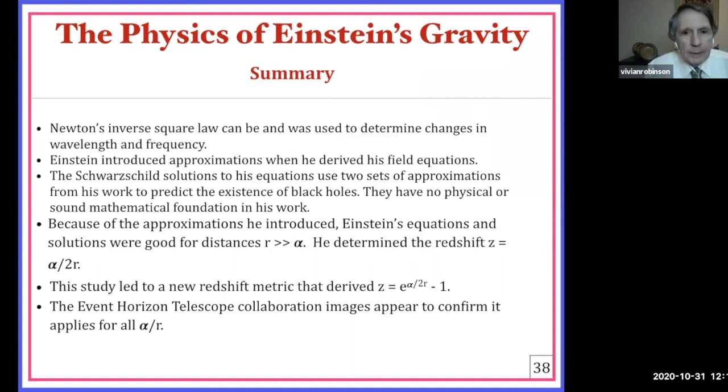Because of the approximations he introduced, Einstein's equations were good for distances of r much, much greater than alpha. He determined the redshift z equals alpha over 2r. This study has led to a new redshift metric that derived z equals e to the alpha over 2r minus 1. The Event Horizon Telescope images appear to confirm that it applies to all alpha over r.